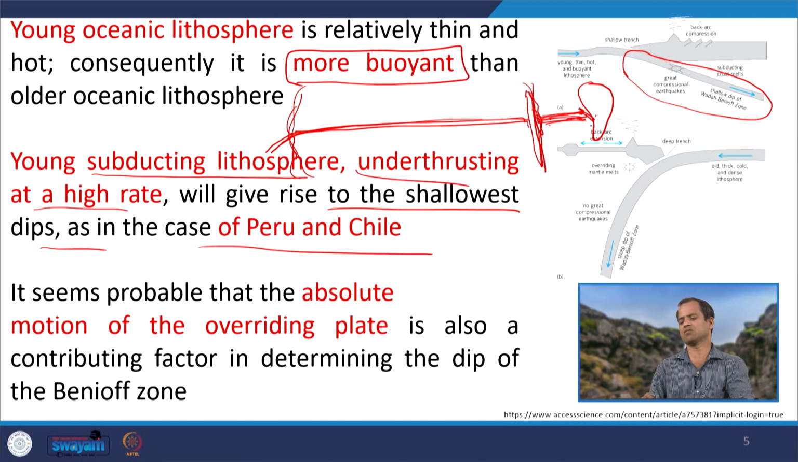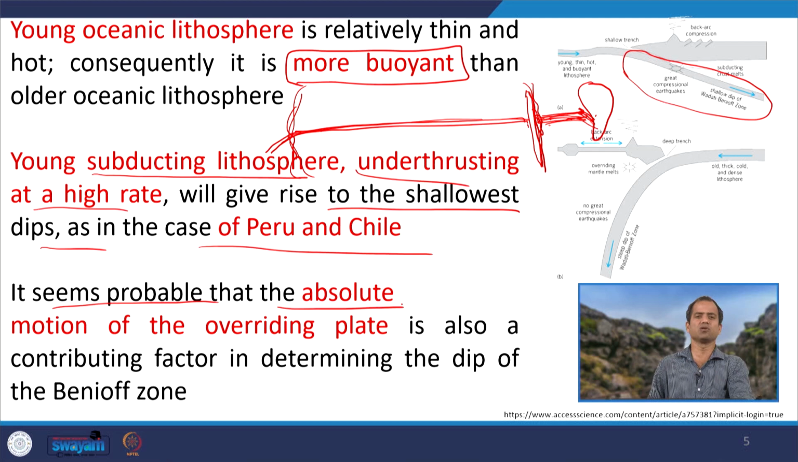Once they are underthrusting at a higher rate, that means frequent slip, a high slip rate is associated. And once we have a high slip rate, there is less chance of stress accumulation, and expecting a larger magnitude earthquake is not likely here. So, high slip rate indicates frequent release of strain. That is why there is no question of a high magnitude earthquake occurring here.